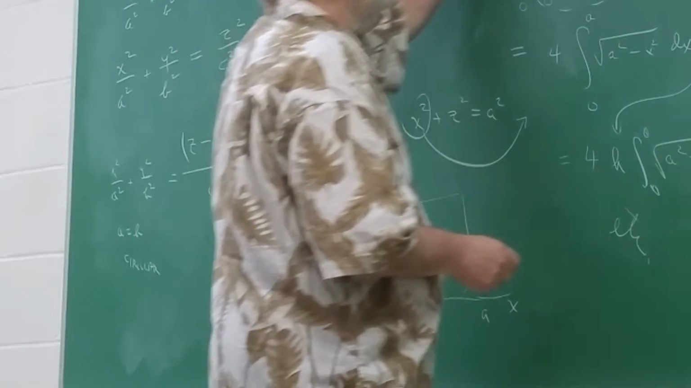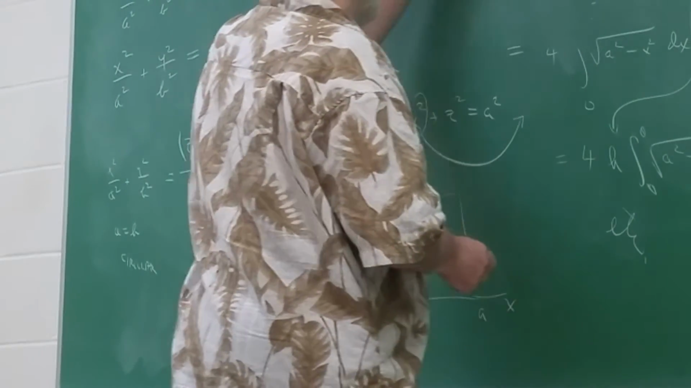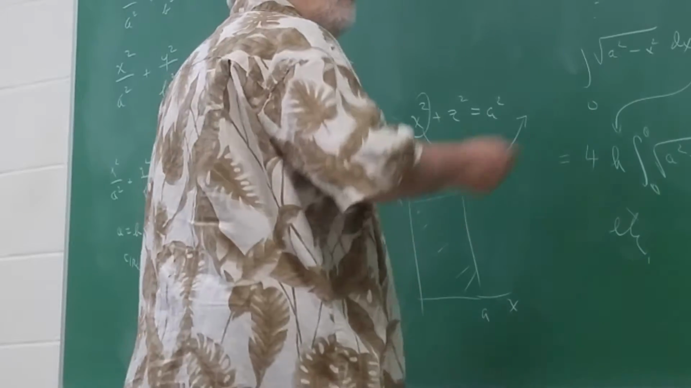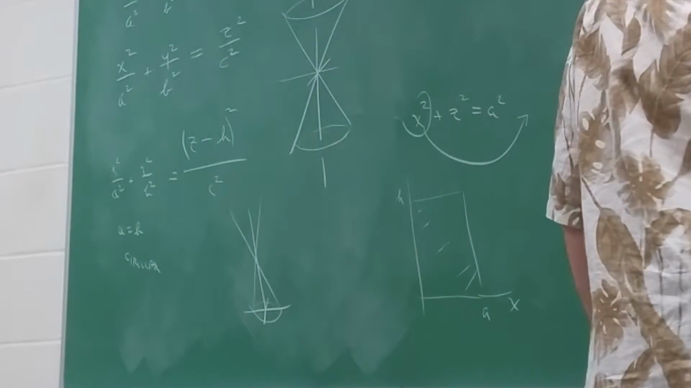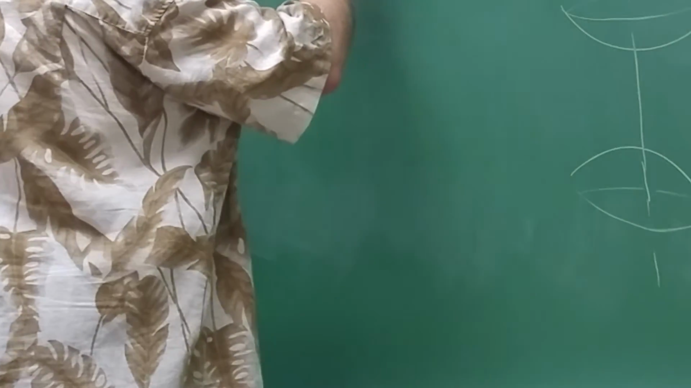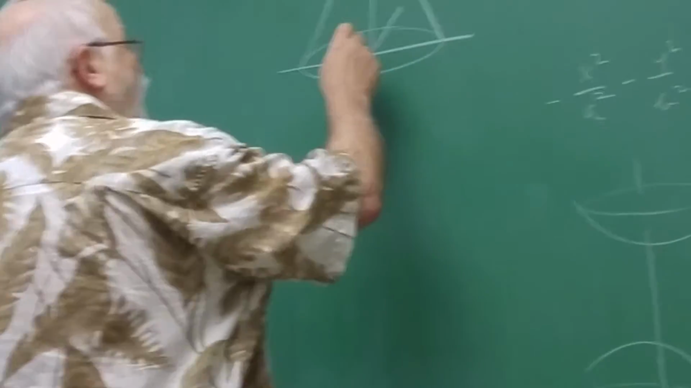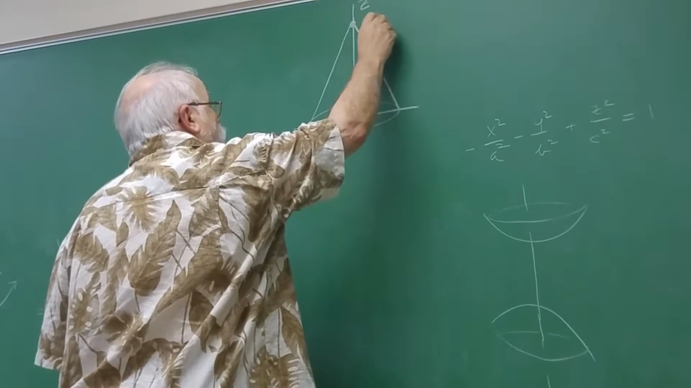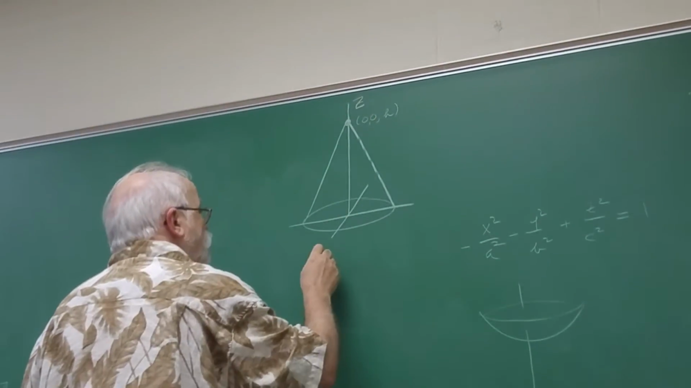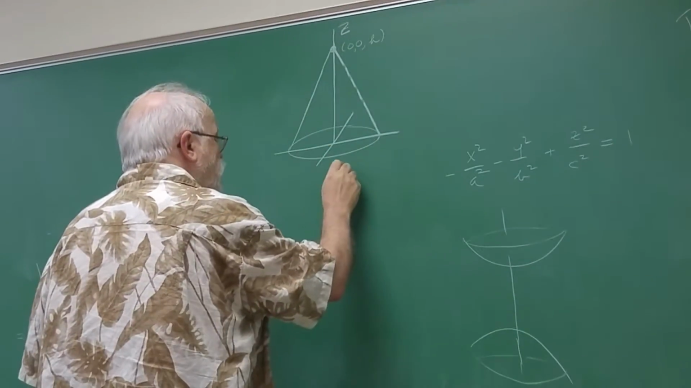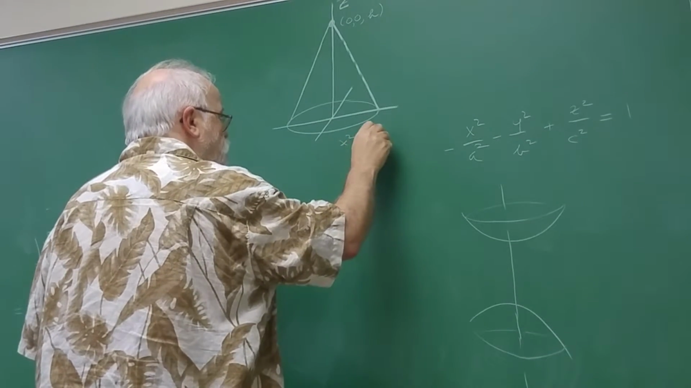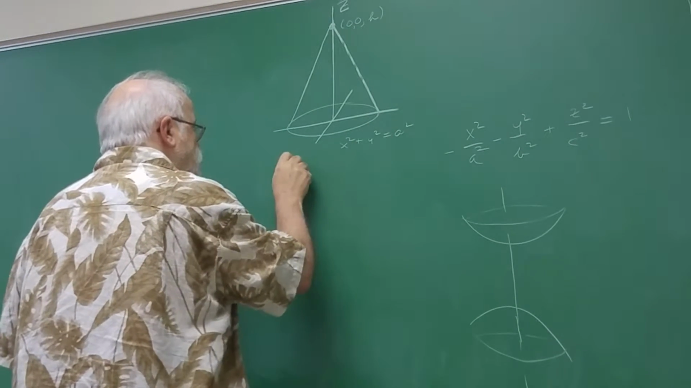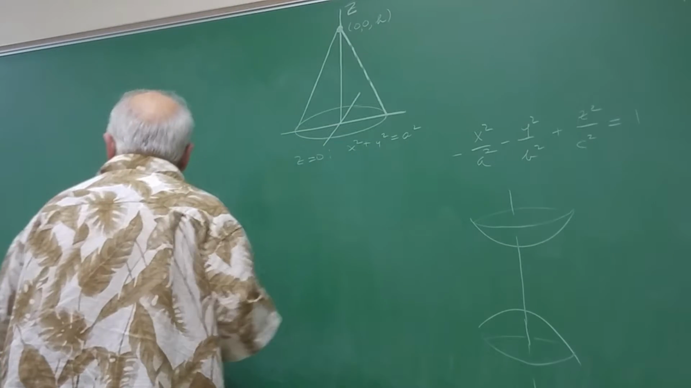Let me go over here. Well, actually, I've got my picture right there. So this point up here is 0, 0, h. And then on the bottom here, I want this circle to be x squared plus y squared equals a squared, for z equals 0. I want this.